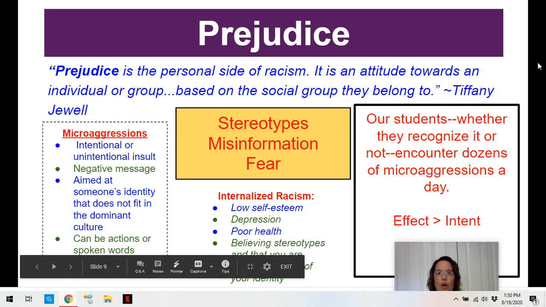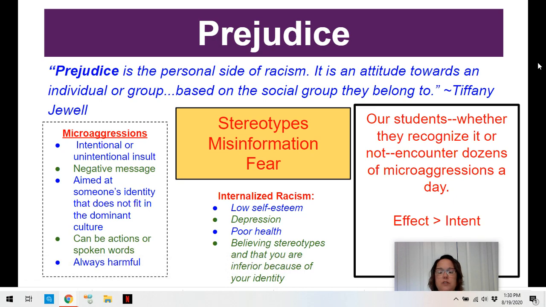All right, so prejudice is the personal side of racism. It's the attitude towards an individual or group, and it's based on the social group they belong to. And those can take the form of stereotypes, misinformation, and fear. And we're going to touch slightly here on microaggressions today because those are based from both fear and stereotypes. And they are things that can be said or unsaid.